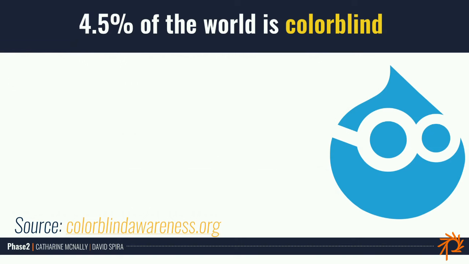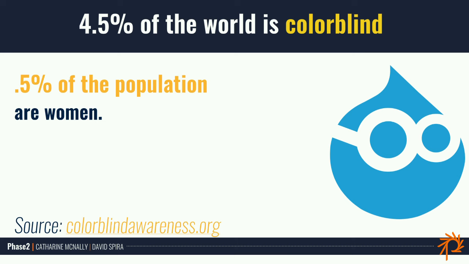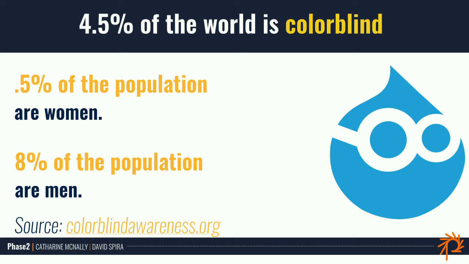4.5% of the world is colorblind. And this is not a third world problem or something like that. It's genetic. You don't catch it. 4.5% of the world's population has colorblindness, and only 0.5% of the world's population are women with it. If you think back to high school bio, you probably covered this. 8% of the world's male population is colorblind. 8%. That's almost a tenth of the men who will visit your website having some form of colorblindness. If you are a website that demographically skews towards men and you aren't thinking about colorblindness, you are throwing money away.